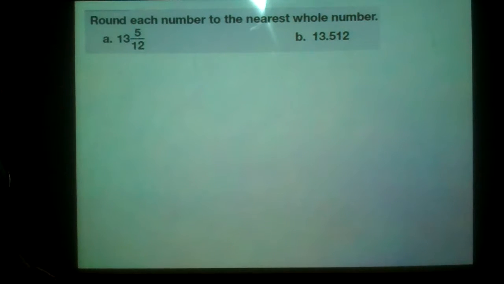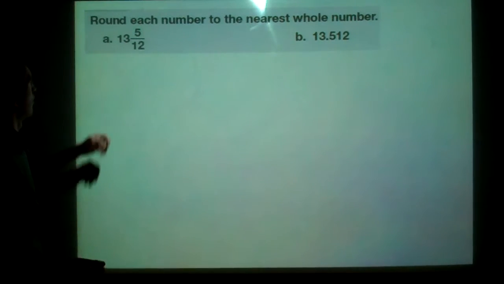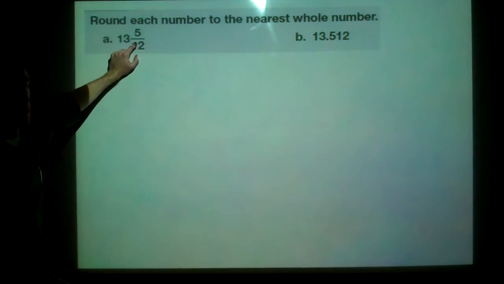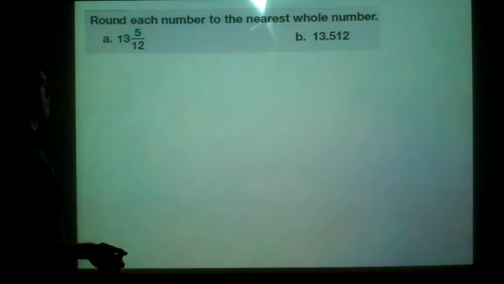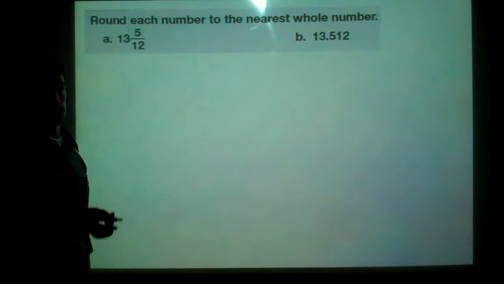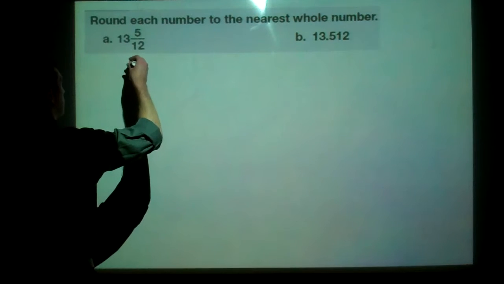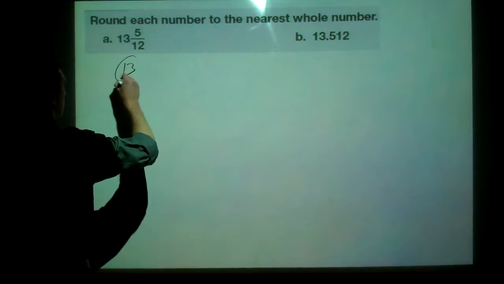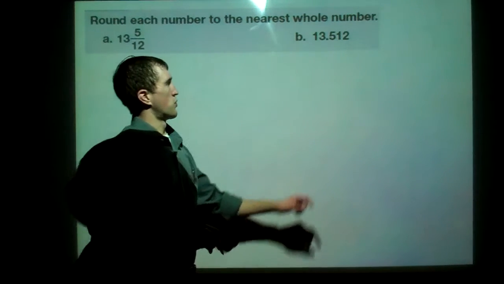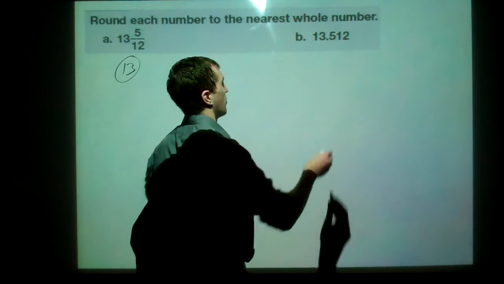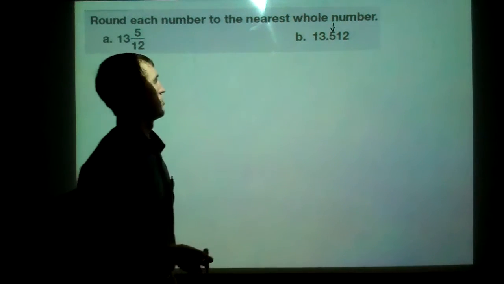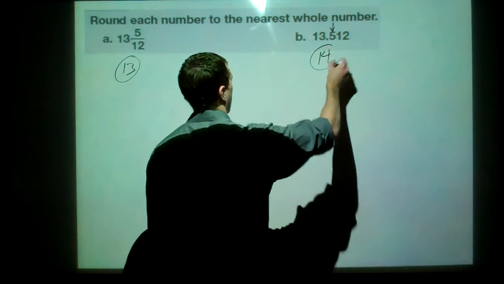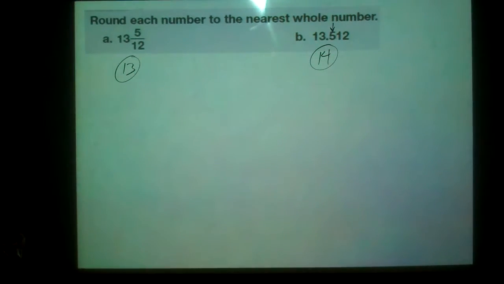It says round each number to the nearest whole number. Okay, so we want to get a whole number answer here. 13 and 5/12. We're going to round that up, or we're going to keep it at 13. Well, 5/12 is not halfway because 6/12 is halfway. So this is less than half. So this would be 13 even. This one's a little different though. 13.5. We look here, and that is 5 or higher, so as a decimal, we're going to round that up to 14. So that 5 tells us to round up.